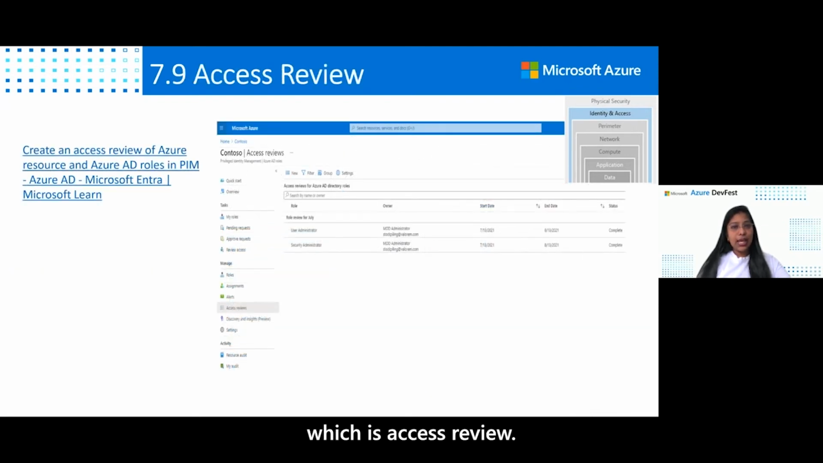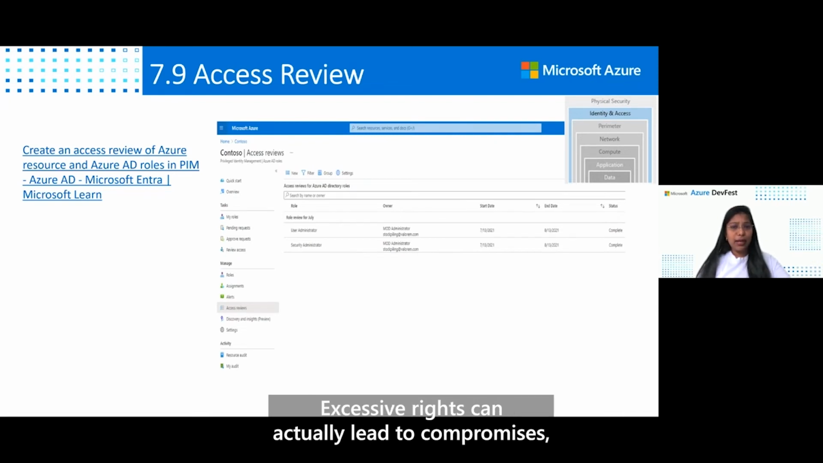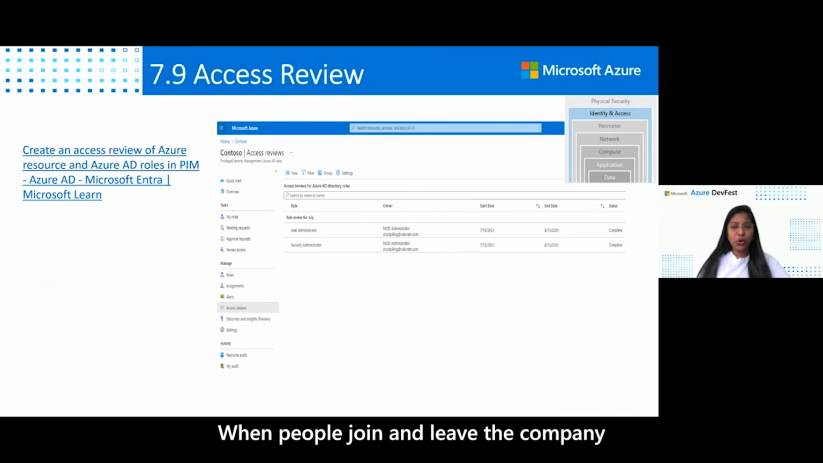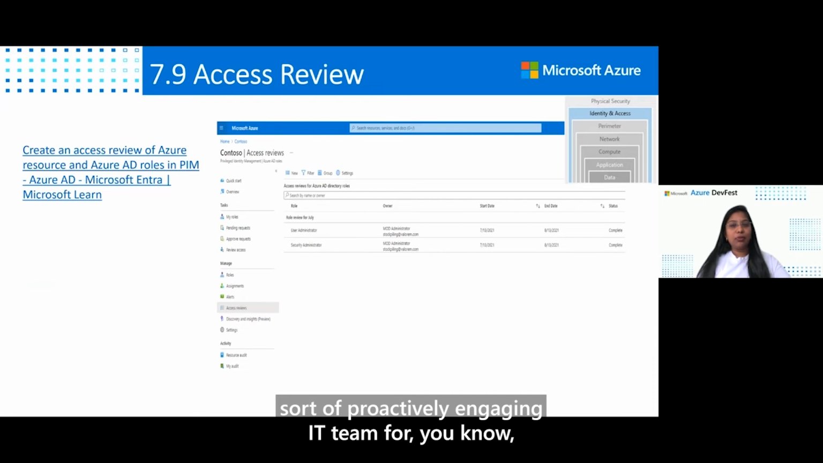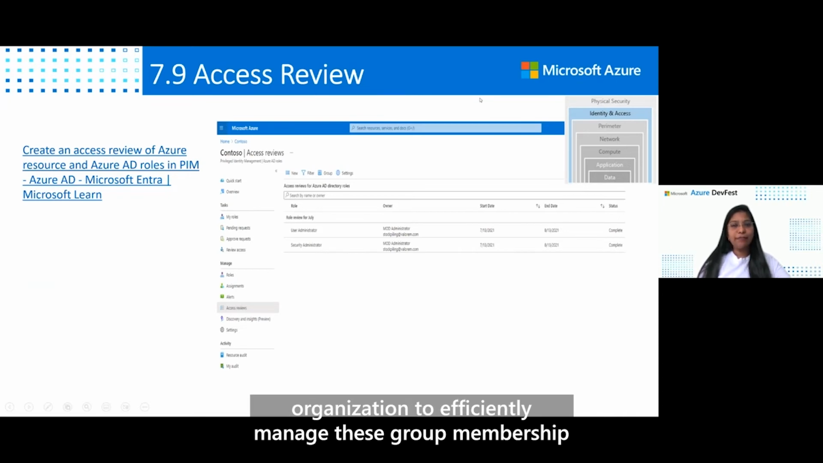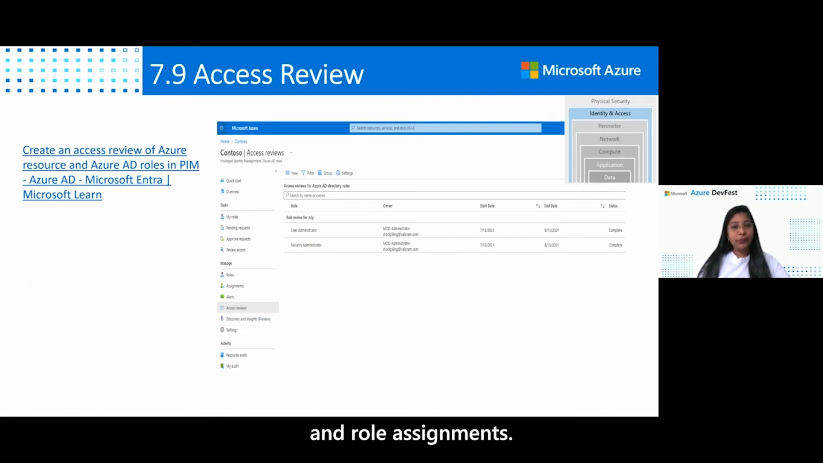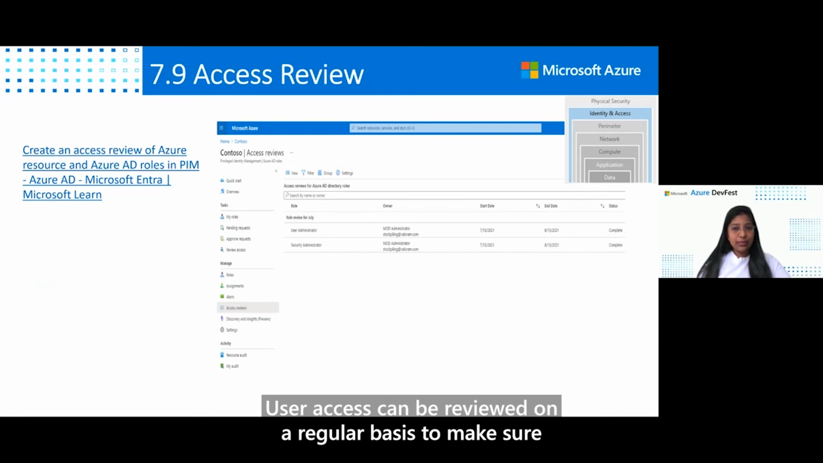Moving on to the next slide, which is access review. Access review is again part of the PIM. What does access review actually mean? Let's understand a bit more of the history of it. Excessive rights can lead to compromises, especially with larger enterprises when people join and leave the company or move to different teams. Proactively engaging the IT team for granting access would be very cumbersome. So Azure Active Directory access review will help organizations efficiently manage group membership, access to enterprise applications, and role assignments. User access can be reviewed on a regular basis to make sure that only the right people have continued access.